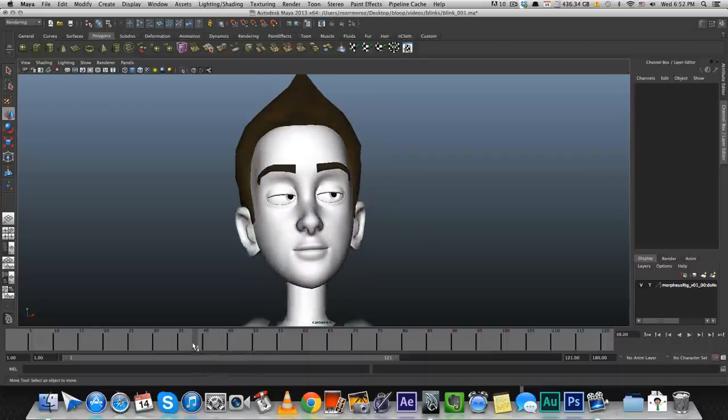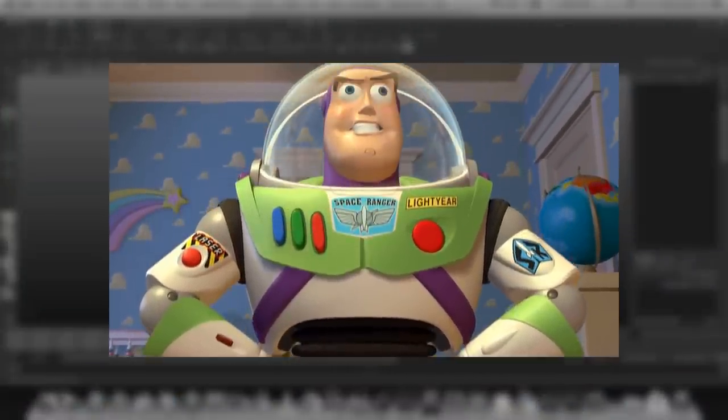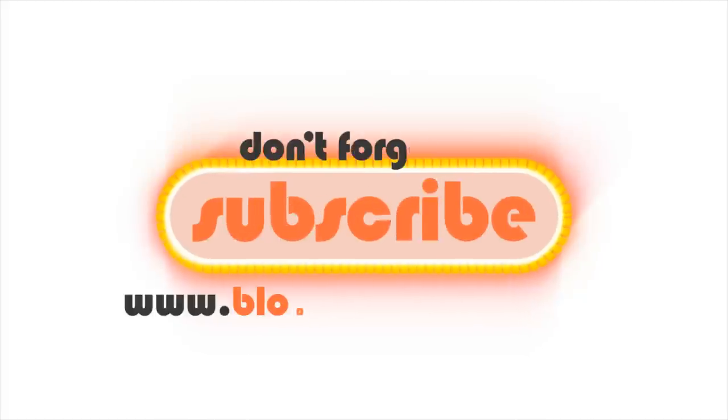Why is it called a Pixar Blink? Well, in Toy Story 1, when we are first introduced to Buzz Lightyear, the first thing he does is a Pixar Blink.